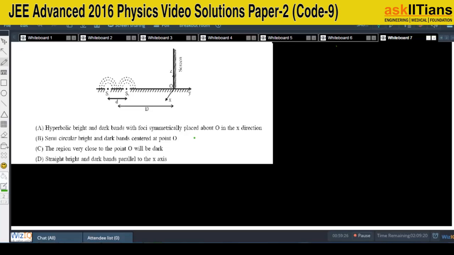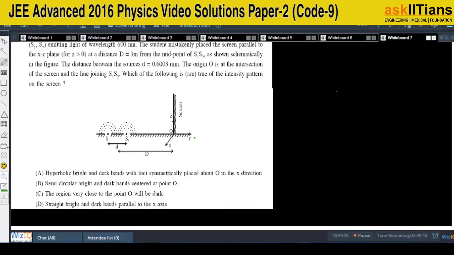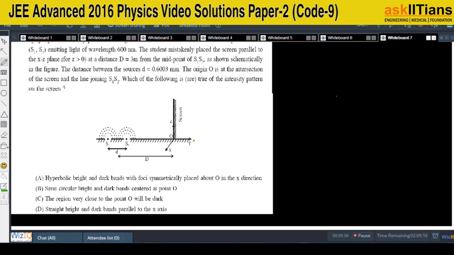So we know that the separation between S1 and S2 is small d and the distance between the slits and the screen is capital D. Wavelength is also given and this is a coherent system. So we would like to calculate the fringe pattern for this.